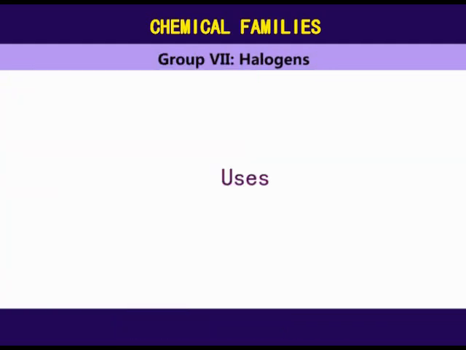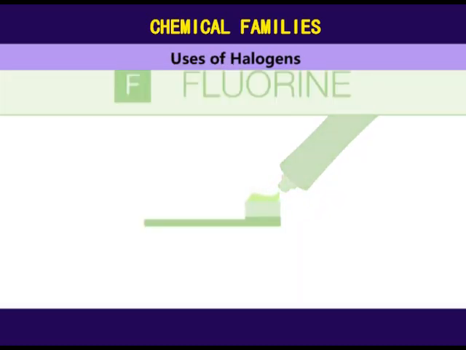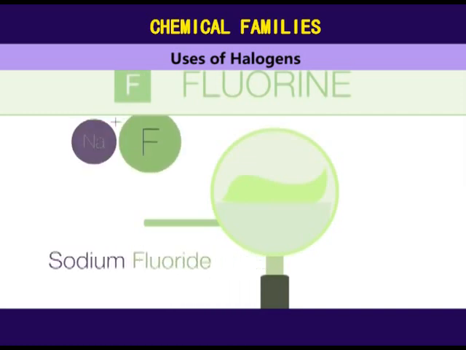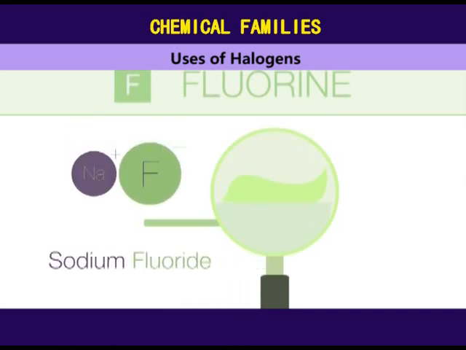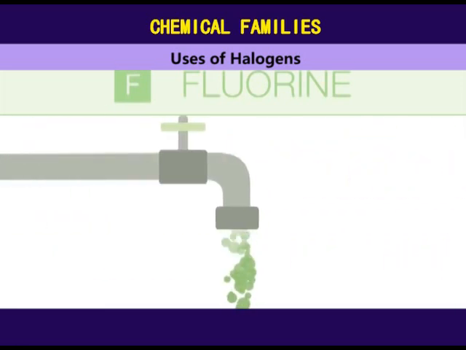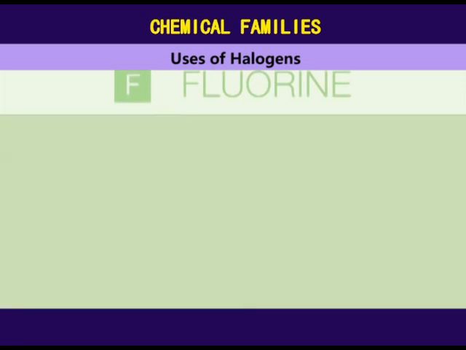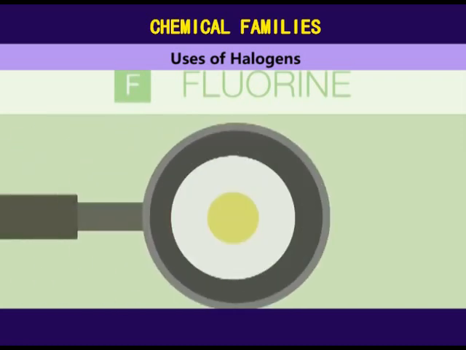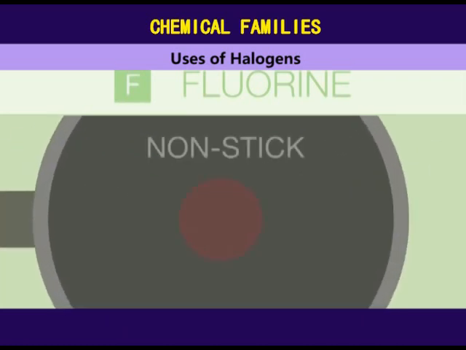Uses of halogens. Toothpaste usually contains sodium fluoride, which acts to prevent tooth decay. For the same reason, some countries fluorinate their water supply. We know of the non-stick pans. The reason why the pan is non-stick is due to a layer of Teflon, a fluorine-containing compound.